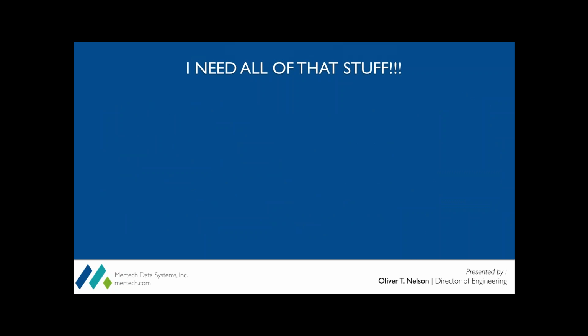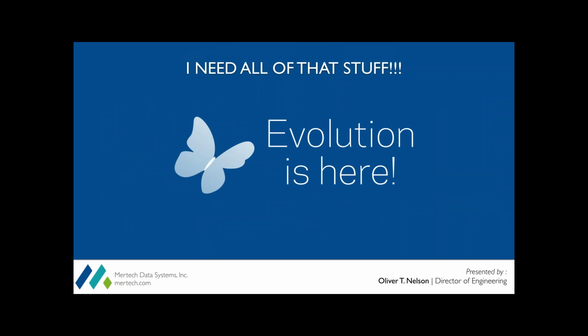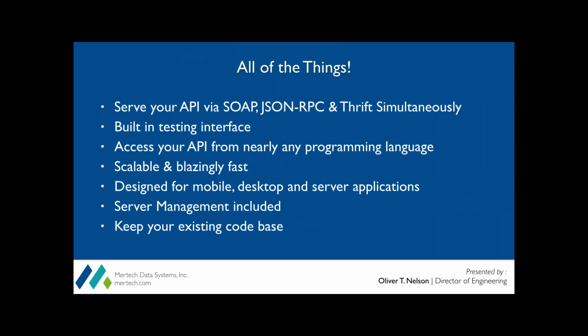So after all of this, what if none of these protocols fit your situation? Maybe you want the advantages of Thrift, but you're still tied to using SOAP for other reasons. Well, we've got an app for that. Our Evolution server can help with just such a situation and many more. With Evolution, you can serve your API via SOAP, JSON-RPC, and Thrift simultaneously, the same API via all three protocols.